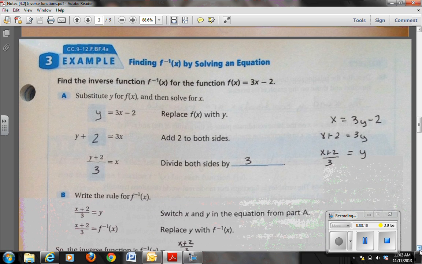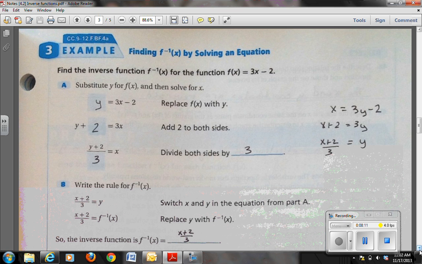So it says finding f inverse by solving an equation. Rather than trying to think about working backwards to get this inverse function, there's another way of doing it. Basically, instead of calling it f of x, let's simplify it and call it y. That's our first step. Then if I want to get the x by itself, I'm going to add 2 to both sides of the equation and then divide by 3.